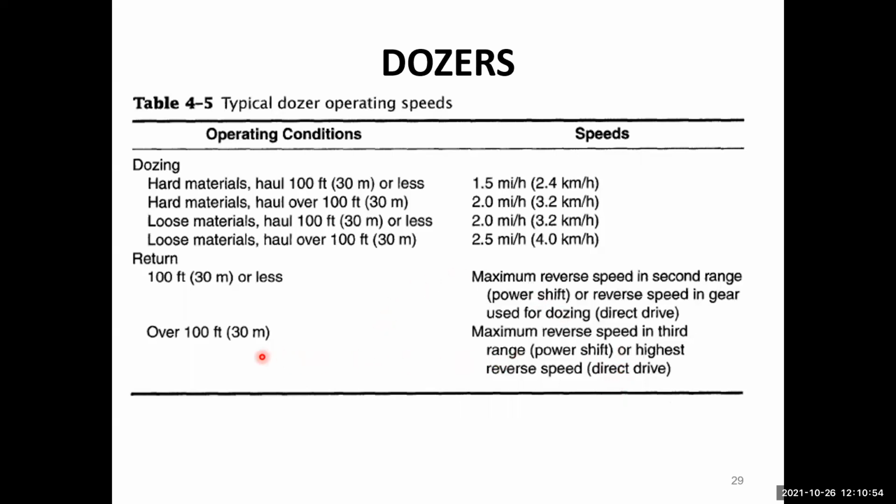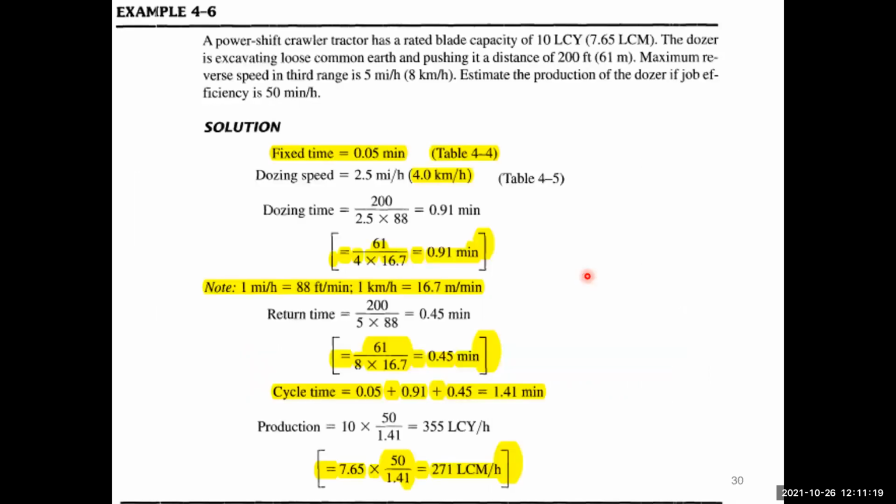And similarly, for over 100 meters, it will be the maximum reverse speed in the third range, or the highest reverse speed in the direct drive. So in the reverse range, the dozer speed will be relatively higher. So we can use these speeds and the other data to calculate the production level of the dozers. Let's see it with the help of an example.